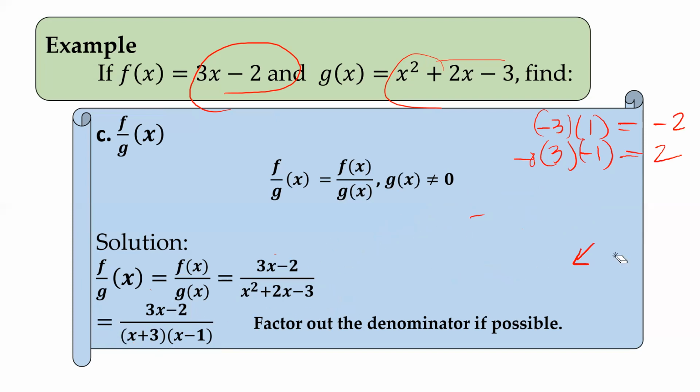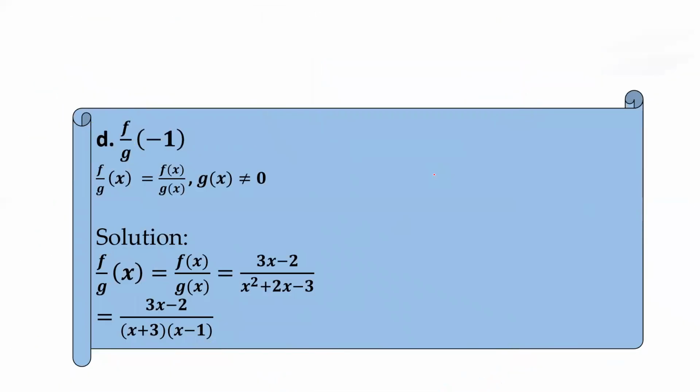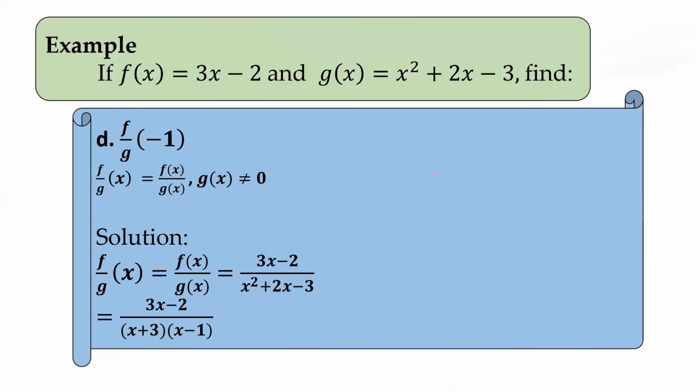Okay, division of function is just like that. You just have to factor it out if it's factorable. But if it's not, then leave it as is. All right, let's have what if we are asked to evaluate. What if the question is you have to evaluate and substitute the x with negative 1. So the final answer here is 3x minus 2 over x plus 3 times x minus 1. So we will use that one and then substitute all the value of x.